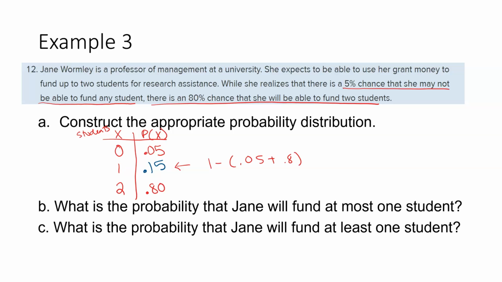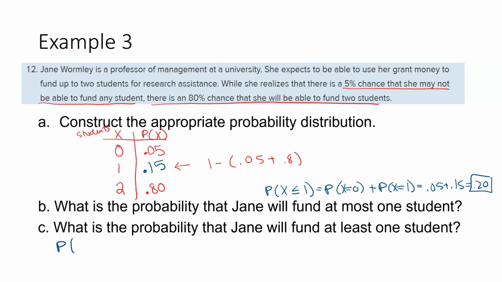So what is the probability that Jane will fund at most 1 student? So at most 1 student is less than or equal to 1 student. So that's 0 students and 1 student possibility. So that's 0.05 plus 0.15, so that's 0.20. 20% chance that she'll be able to fund at most 1 student.